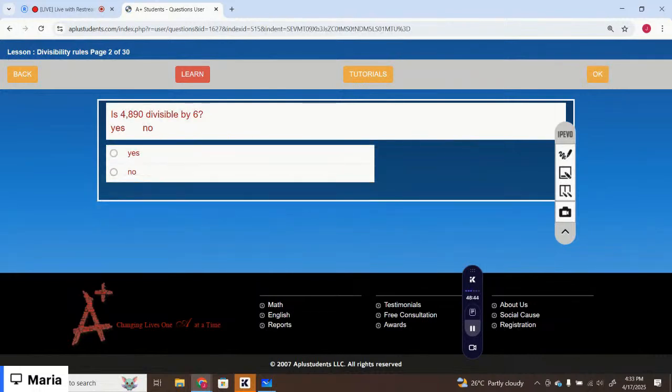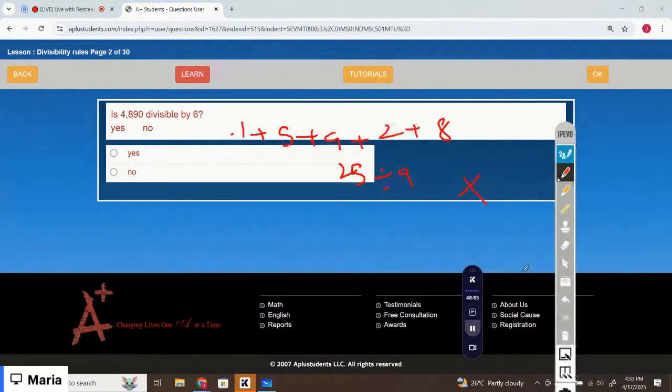Is 4,890 divisible by 6? So you need to apply the divisibility rule for 6. The rule is that the number must be divisible by 2 and divisible by 3. First, apply the divisibility rule for 2. If the ones digit of the number is 0, 2, 4, 6, or 8, that means the number is divisible by 2. Here the ones digit is 0, so 4,890 is divisible by 2.